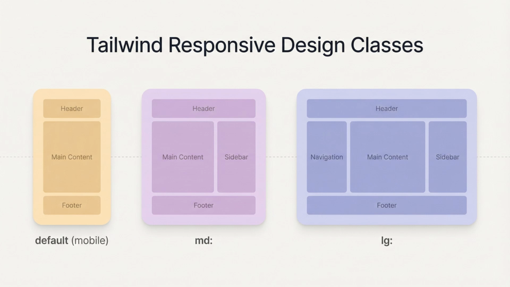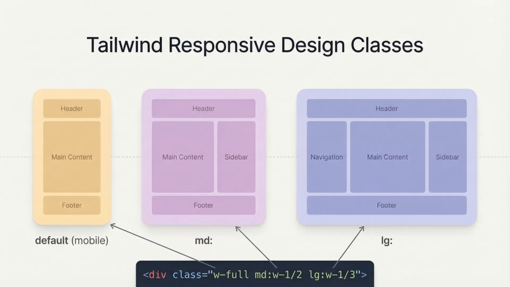One of Tailwind's most powerful features is how it handles responsive design. Instead of writing separate media queries in your CSS, you simply prefix any utility class with a breakpoint name. The default styles apply to mobile. When you add md: before a class, that style kicks in at medium screen sizes. lg: applies at large screens. So in a single line of HTML, you can define how an element behaves across all screen sizes.